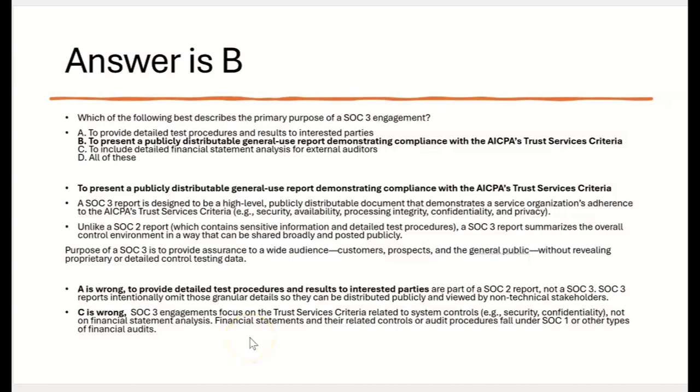A is wrong. Provide detailed test procedures and results, that's part of a SOC 2 report. C is wrong. SOC 3 engagements focus on the trust services criteria, not on financial statement analysis. Financial statements and their related controls or audit procedures, that falls under SOC 1.